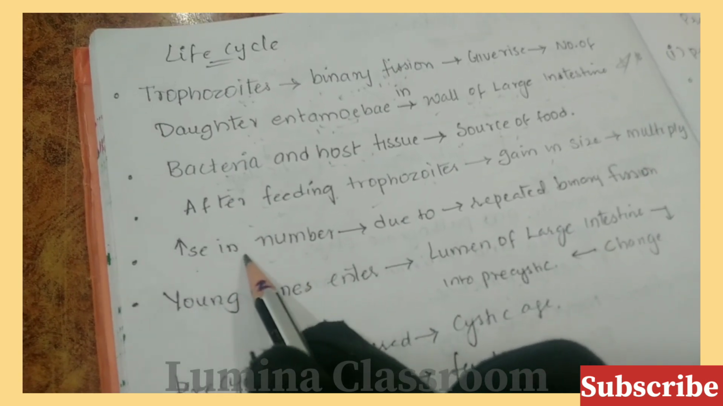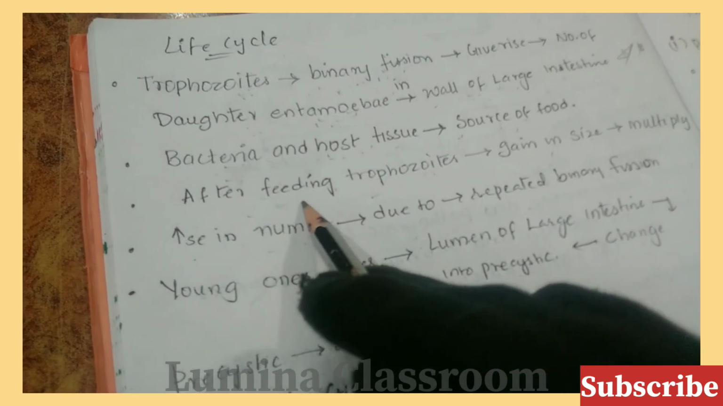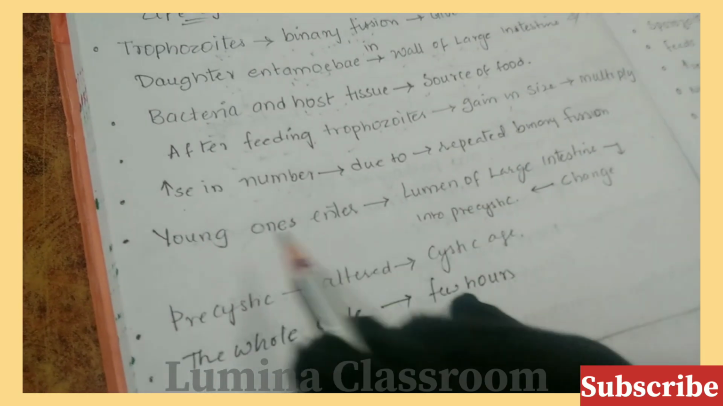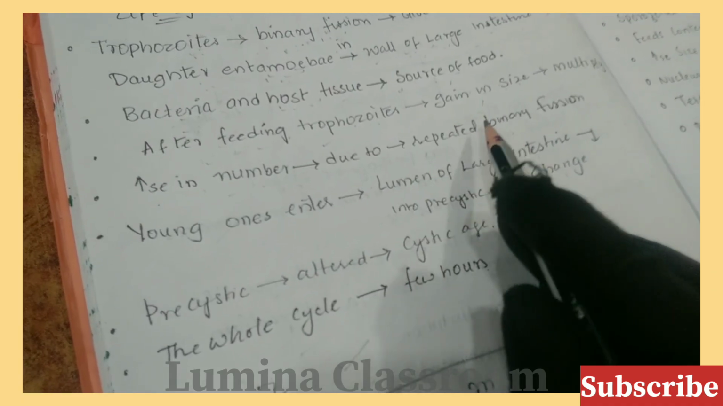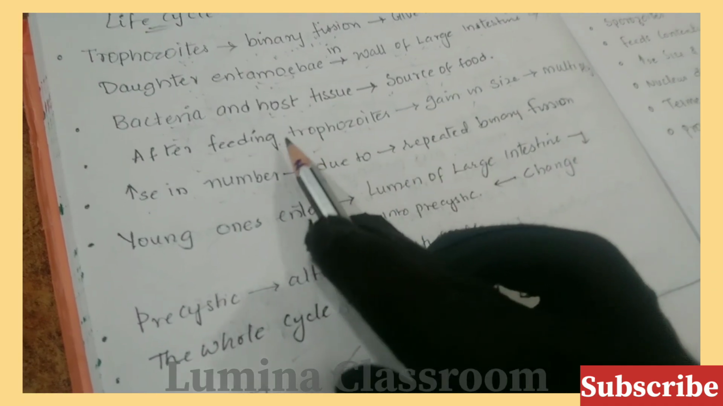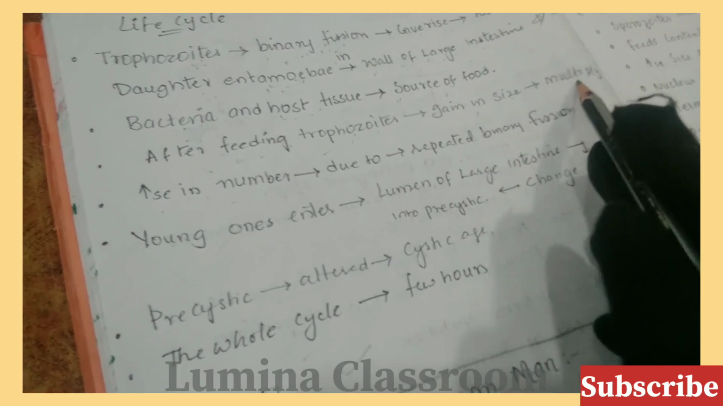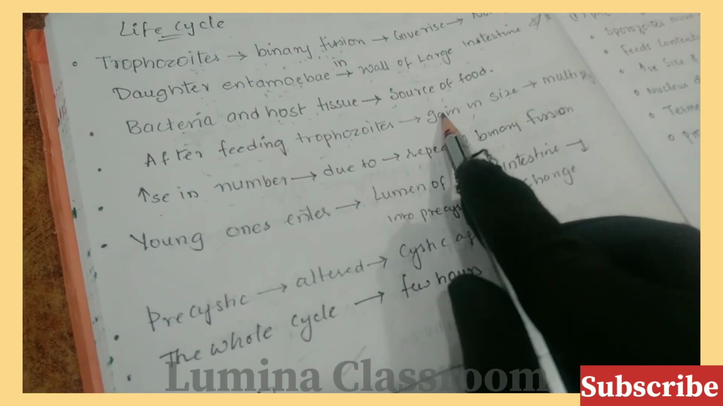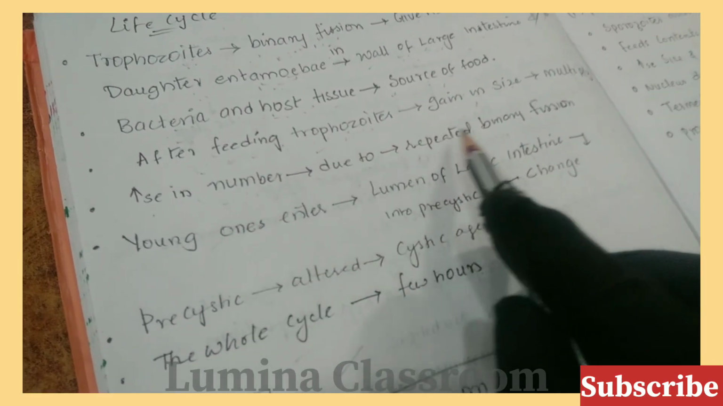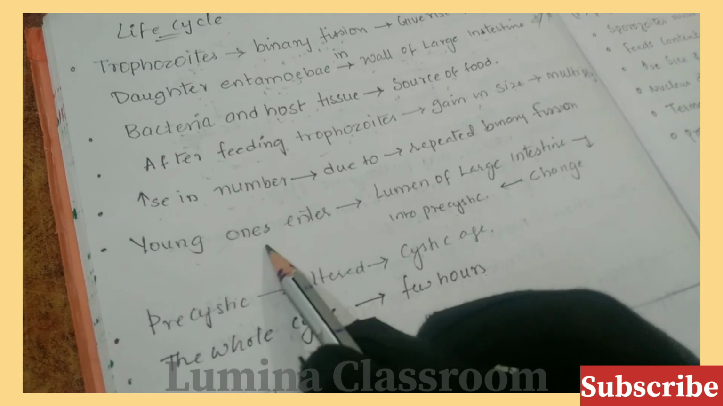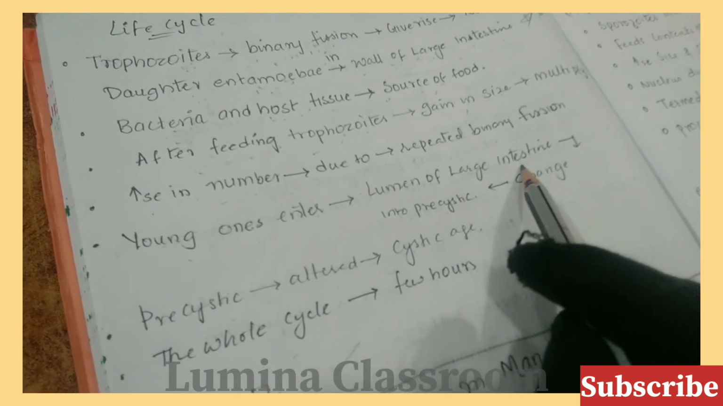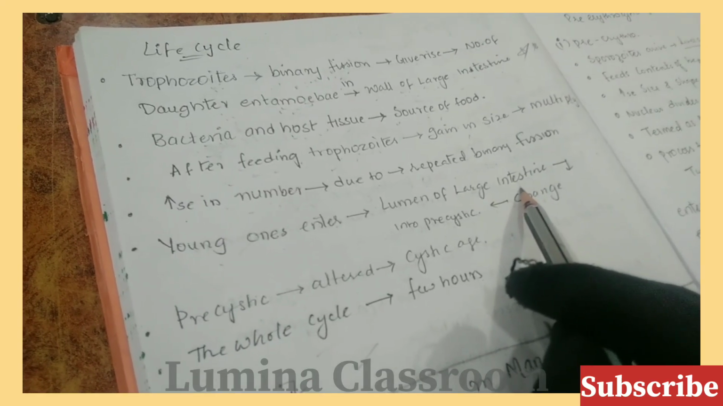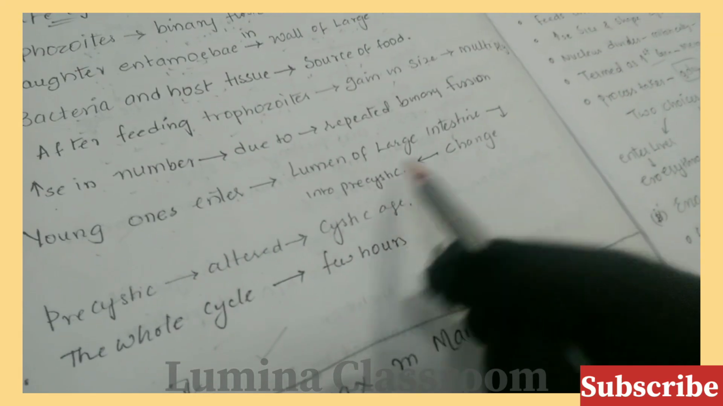When they are feeding, trophozoites gain in size, multiply, and increase in number due to repeated binary fission. They gain size because of feeding, and they increase in number because of repeated binary fission. Young ones enter the lumen of the large intestine. Then they change into the pre-cystic stage.